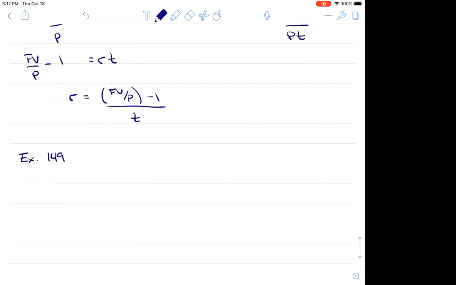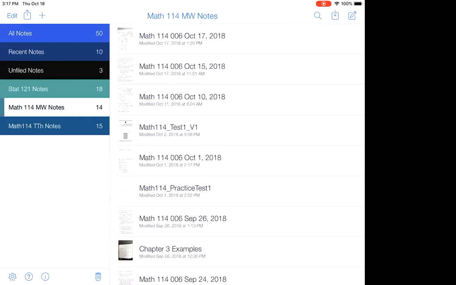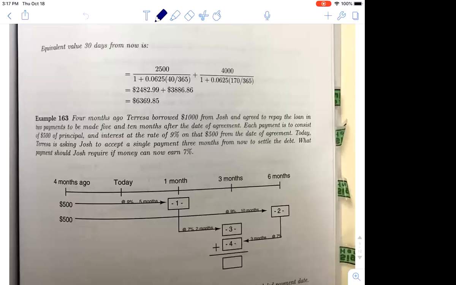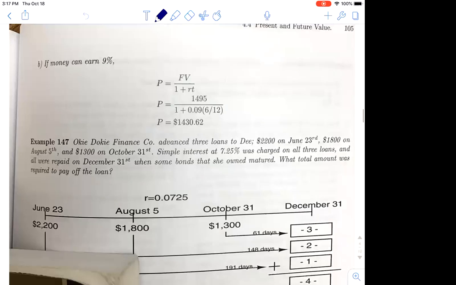Example 149. Let's go back in here. Oh, I have to steal these. Oh, I guess I have them. Nice.